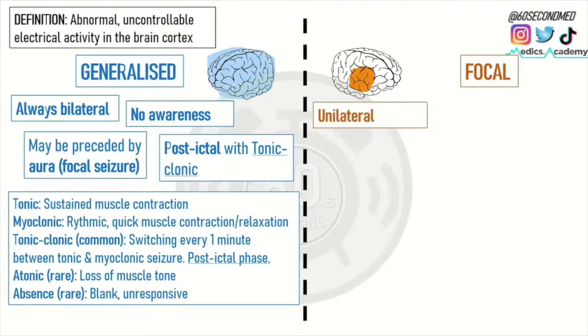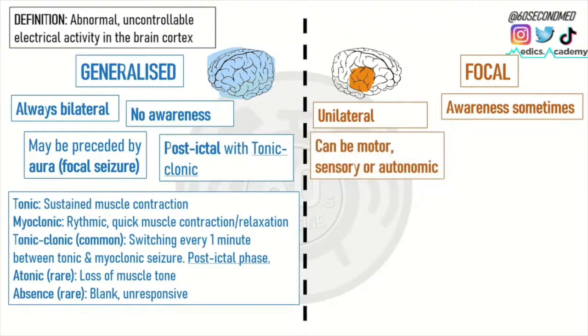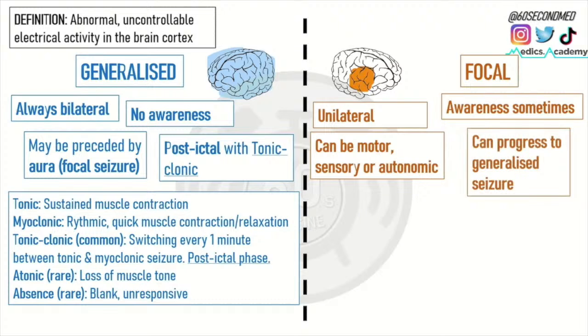Focal seizures, on the other hand, tend to be unilateral and therefore only affecting one side of the body. There is sometimes awareness that the patient retains during a focal seizure. The focal seizure can be motor, sensory, or autonomic, and it can progress to a generalized seizure, such as what happens sometimes with an aura.